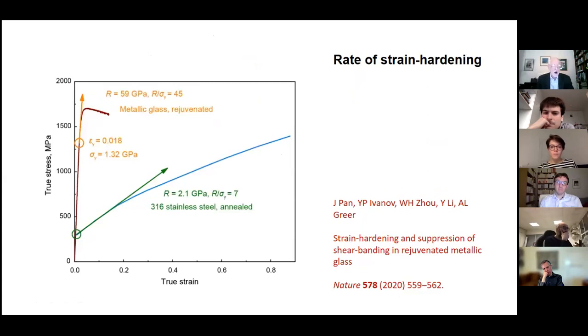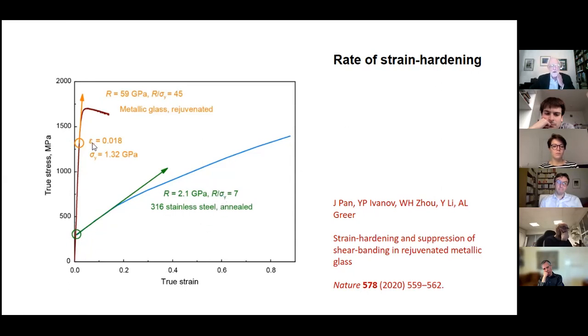Quick note on the strain hardening. This is a true stress, true strain plot for a very conventional polycrystalline stainless steel. So you get a clear elastic regime, clear onset of plasticity. You can measure the rate of hardening, and you could normalize that relative to the yield stress if you wanted.